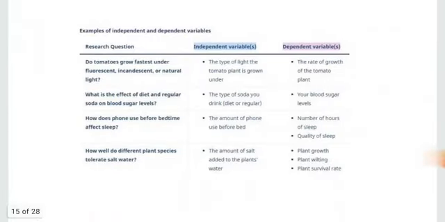So these are more examples, no? So tingnan natin to. What is the effect of diet and regular soda on blood sugar level? So diet or regular, those are your categories. So those are your independent variables, di ba? Kasi pwede mo i-control. O ito, papainumin mo siya ng diet soda. Tapos ito, regular soda, diet coke or regular coke. And then, ito yung dependent, DV. You can measure it. This is the effect of drinking the diet or drinking the regular coke in terms of their blood sugar levels.